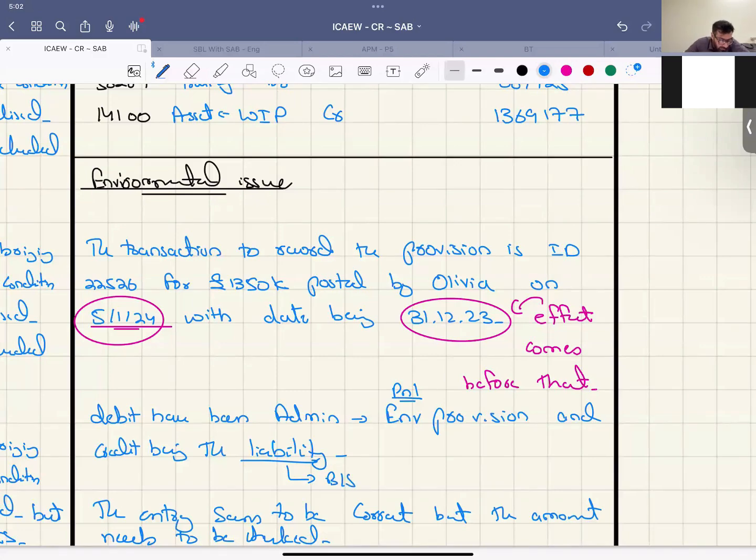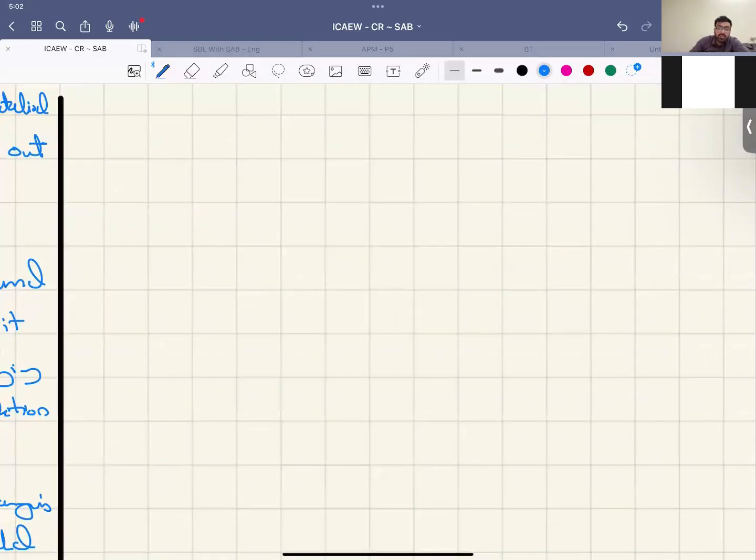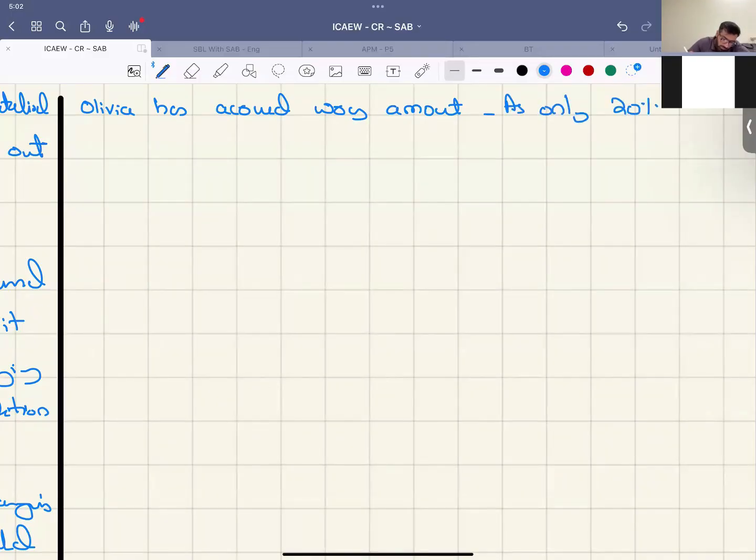But the amount that she has made is wrong. 1350 was the final outflow, guys. You should be remembering that. Olivia has accrued the wrong amount, as only 20% should be recognized as a provision.